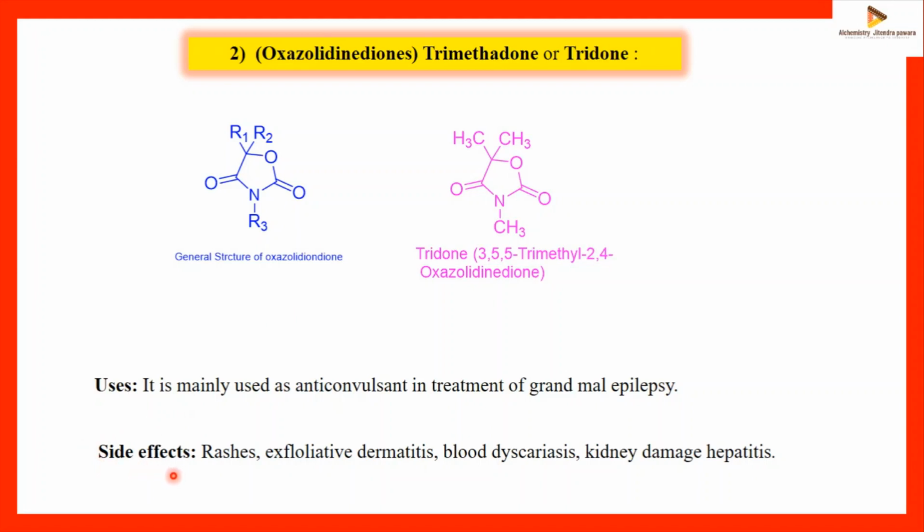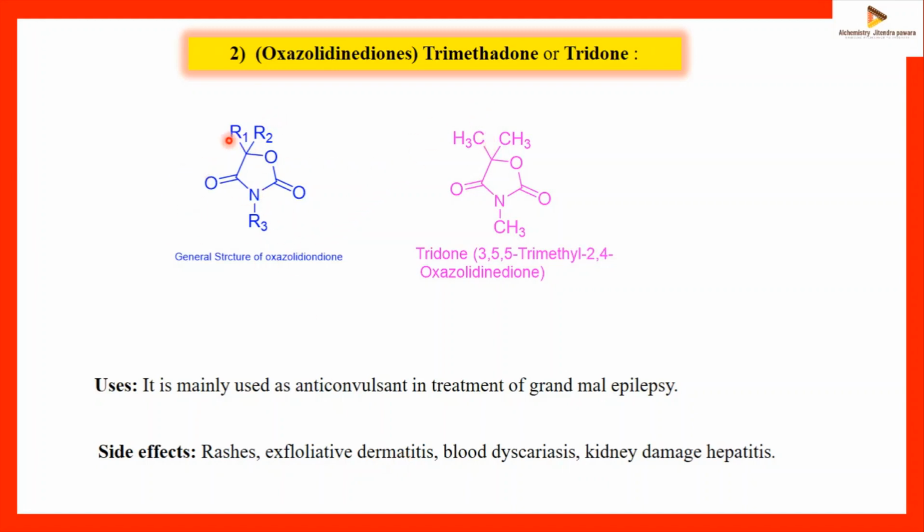Then what are the side effects of this Tridione? The side effects of Tridione are that it causes skin rashes, then exfoliative dermatitis. This exfoliative dermatitis is actually a skin disease. Then blood discrepancies, that is abnormality in the blood picture. Then it also causes kidney damage and hepatitis, that is a disease related to your liver. So these are the side effects of this oxazolidinedione.